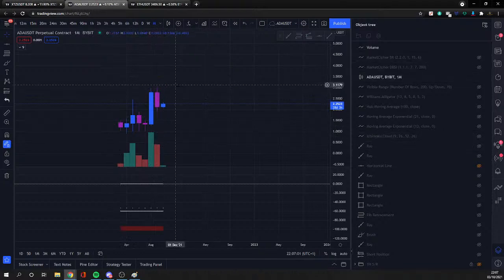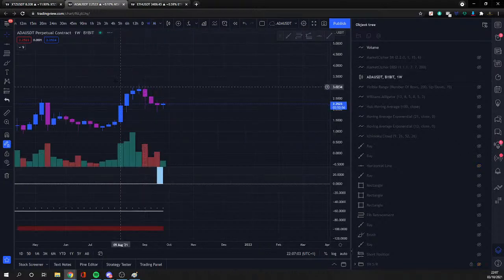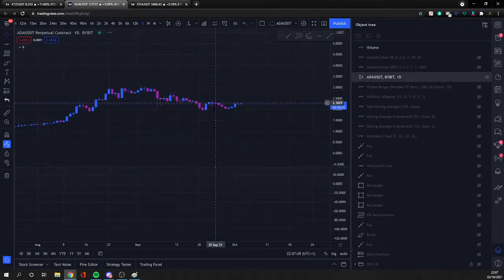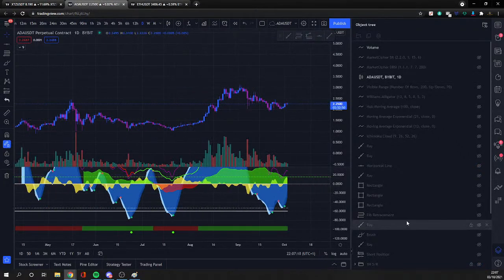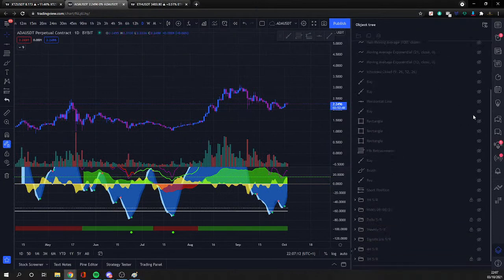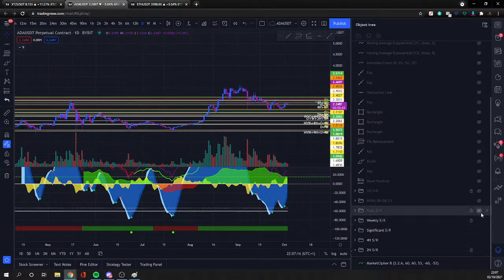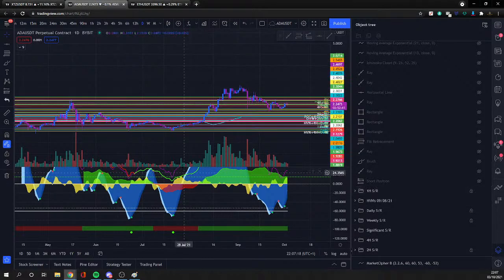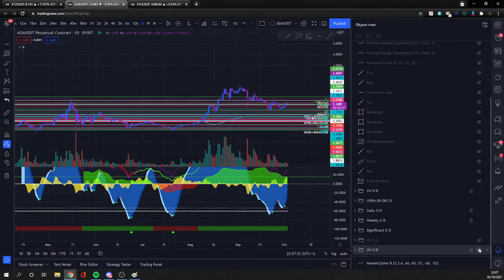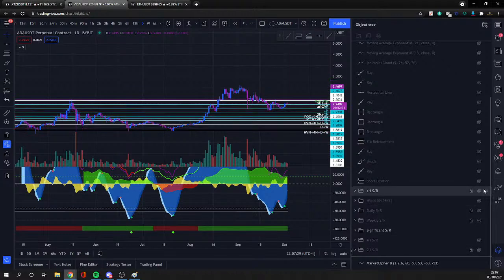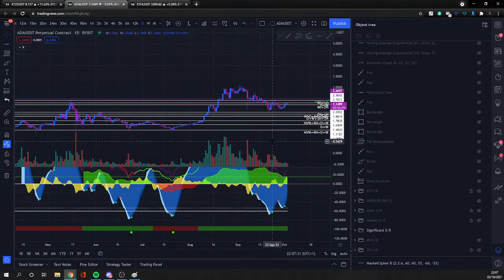Once you've got all your levels, your weekly levels, daily levels, etc., your chart will look a bit like this. It can get a bit overwhelming, right? But the significant levels that we're looking for are these.